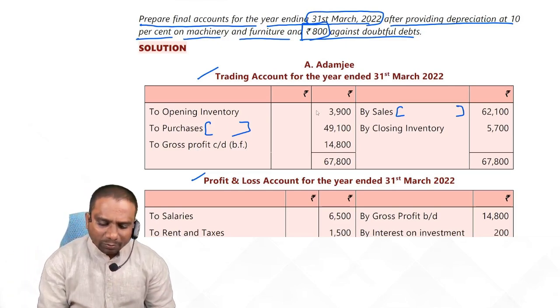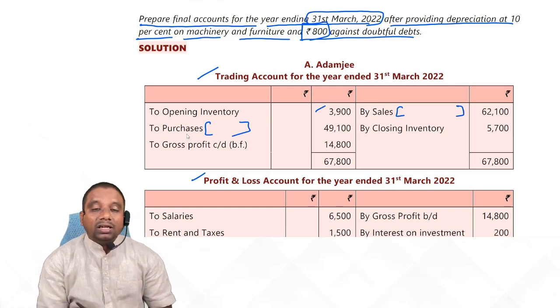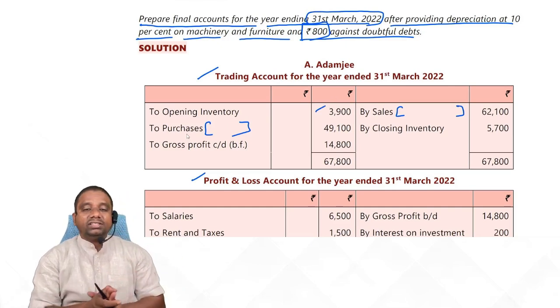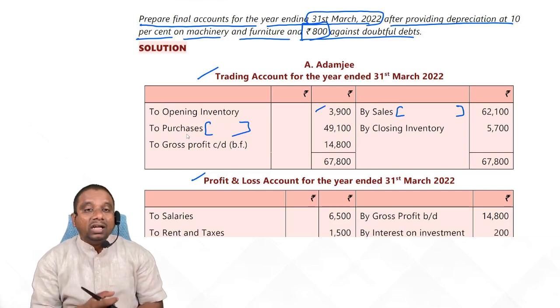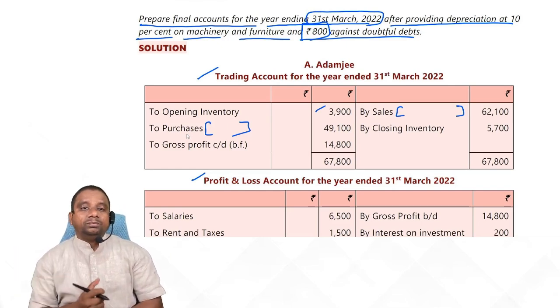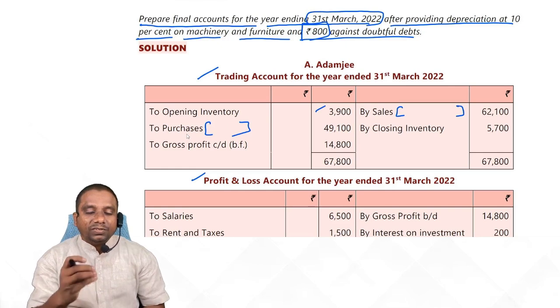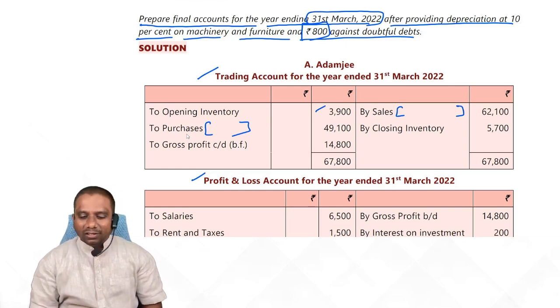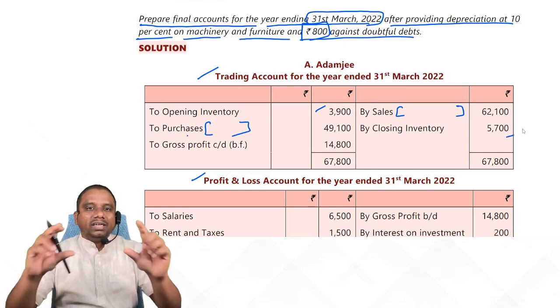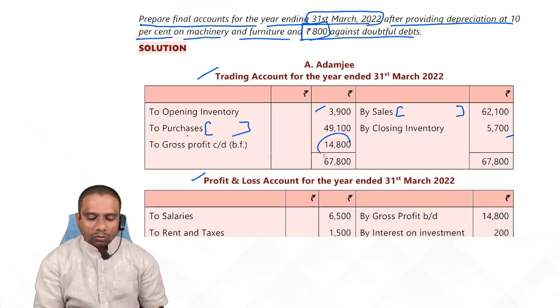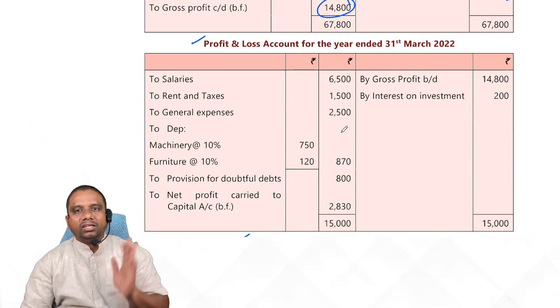And here opening balance is written. Purchases we have only cash purchases now. What about credit purchases? Credit purchases are identified from creditors account. Okay, closing inventory is there. Now trading account is completed. Get gross profit. This gross profit is transferred to the P&L account.